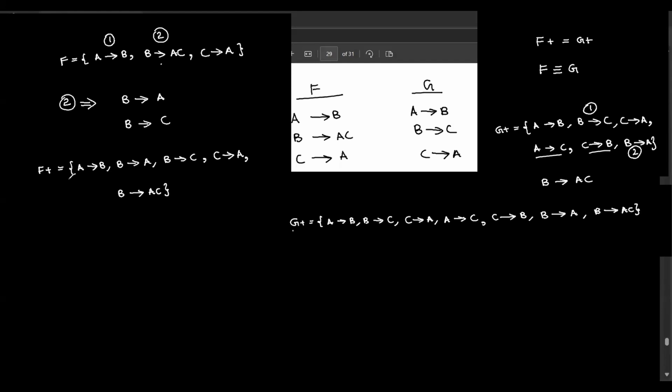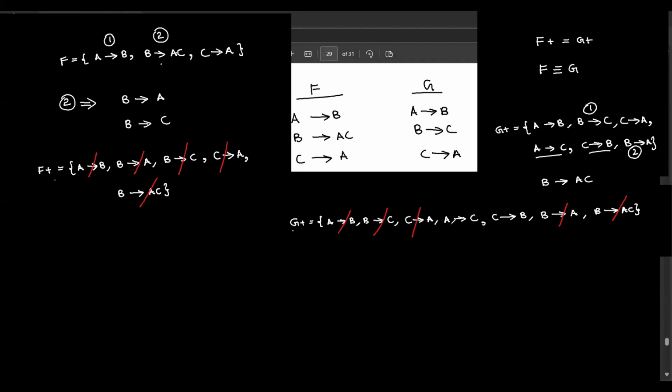Now I have to show G plus is equal to F plus. Let's cut one by one. B functionally determines AC, found in both cases. B functionally determines A, found in both cases. C functionally determines A, both cases. B functionally determines C, yes. A functionally determines B, yes.